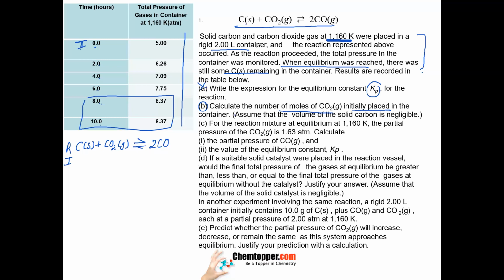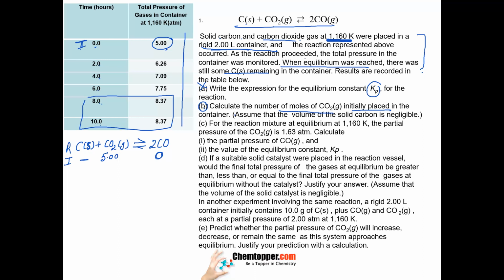See? Solid carbon and carbon dioxide were placed in a rigid container. Very first line. So initially, what is the pressure of carbon dioxide? 5 atm. This is the CO2 pressure initially because at that time CO was 0 and this is solid. This one is solid. Can you see how you are taking information from the experimental data for the B part?